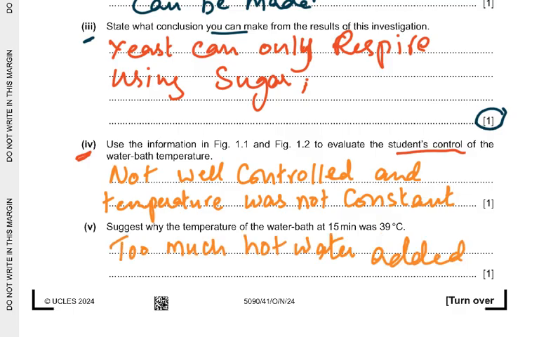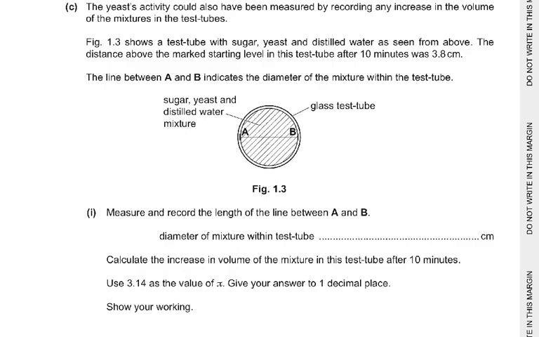So too much hot water added could. So the next part, C bar, the yeast activity could also be measured by recording any increase in the volume of the mixture in the test tubes. Figure 1.3 shows the test tube with sugar, yeast, and distilled water as seen from the above. So we've got this test tube and we're looking at it from the above.